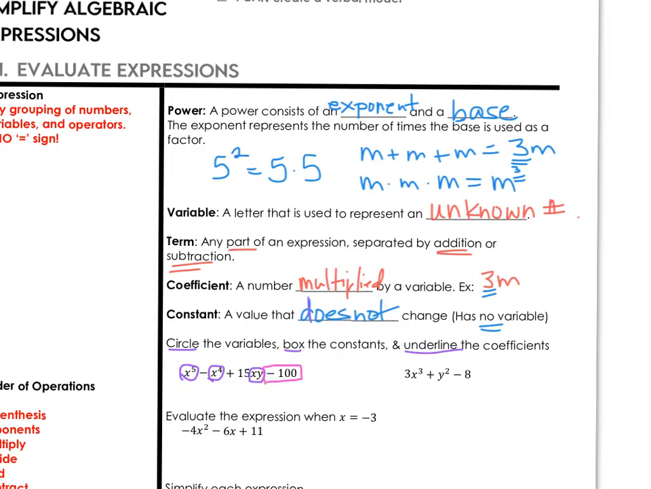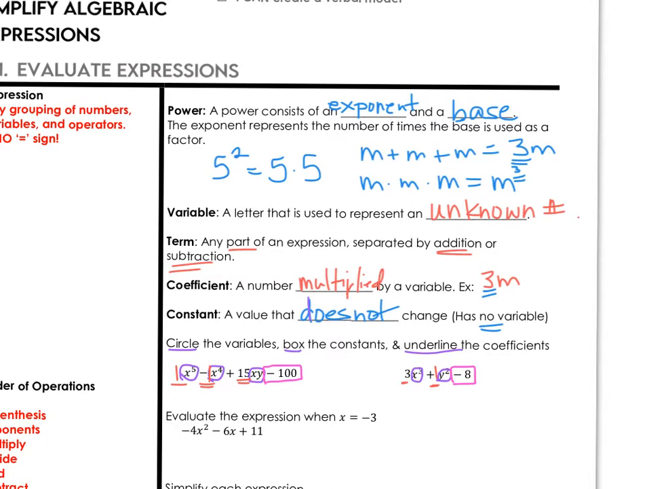Underlining coefficients. So coefficients technically are the numbers in front. Well, for that x to the 5th, there should be a 1 kind of as a placeholder. And x to the 4th, it's actually negative 1. And then 15 would be the coefficient in front of xy. Let's do the same thing over on the right. I want you to pause the video, circle the variables, box the constants, and underline the coefficients. When you're ready, press play, and we'll see if we get a match.